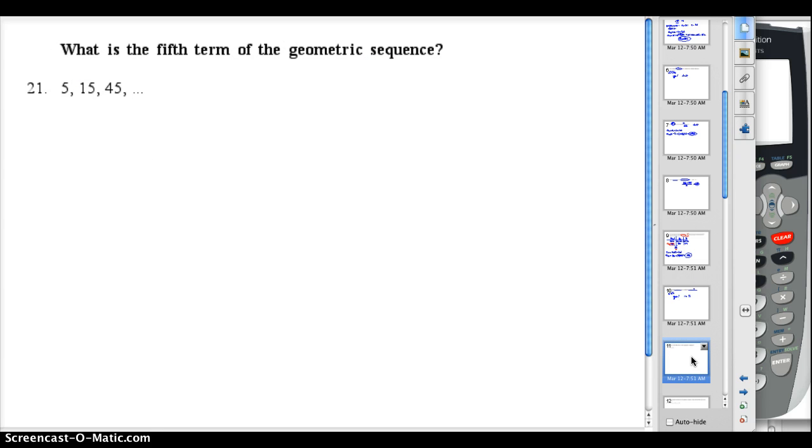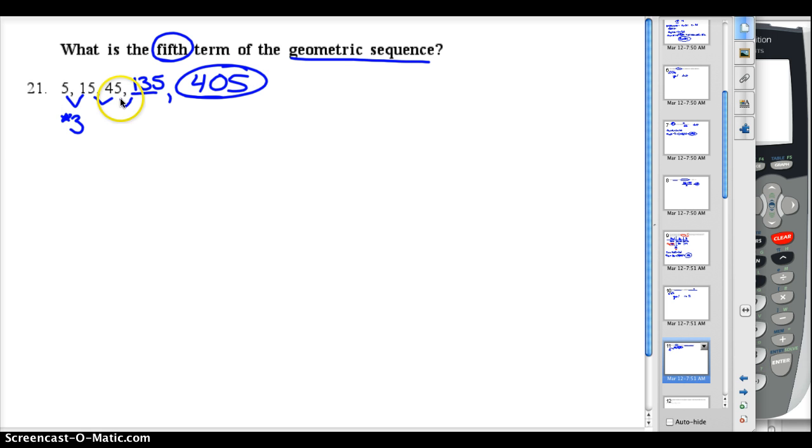Number 21 wants to know what's the 5th term of the geometric sequence. I could do formulas, but boy, look at this. We're just missing 2 numbers. And our common ratio here would be to multiply by 3 each time. 45 times 3 is 135, and 135 times 3 is 405. So I just kept multiplying by 3 each time. Give number 22 a quick try.